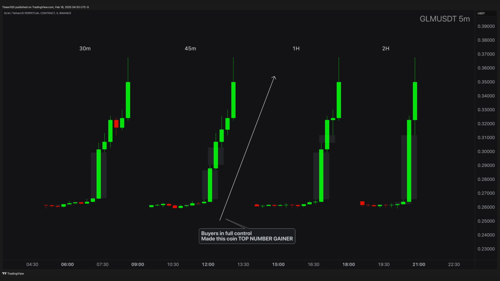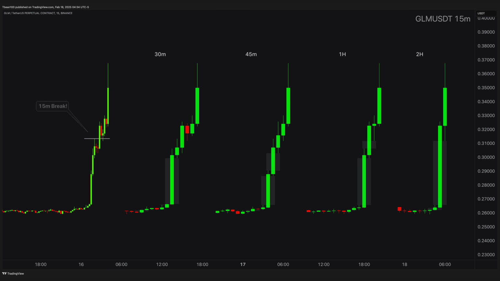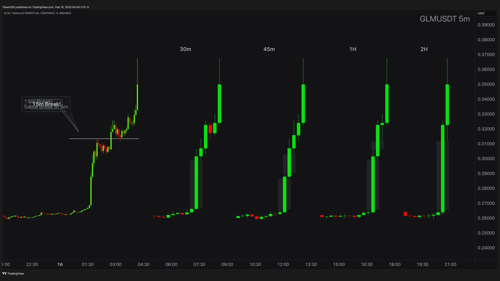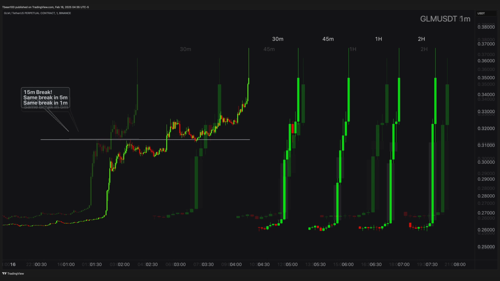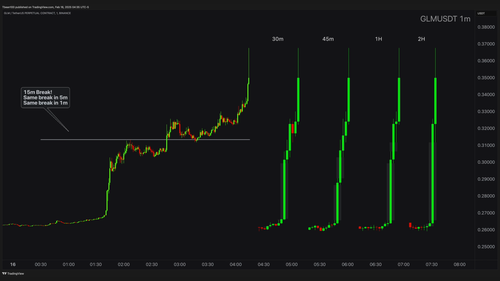So the question is, how can we trade these dominant rallies on the go? Okay, now let me open the 15-minute chart on the left side and see something. Notice the inner break right here in the 15-minute time frame. Now I'm switching to the 5-minute time frame. Notice the same break here. And finally, we are in the 1-minute time frame one more time, same break right here.